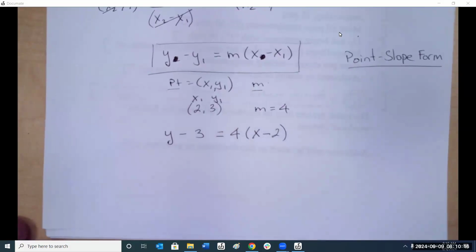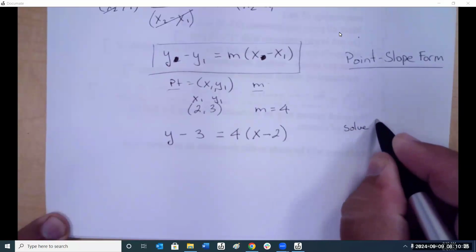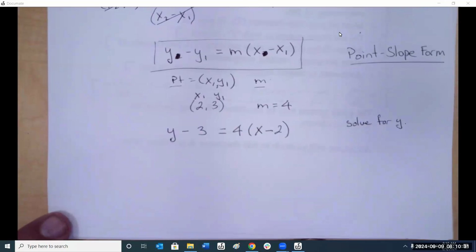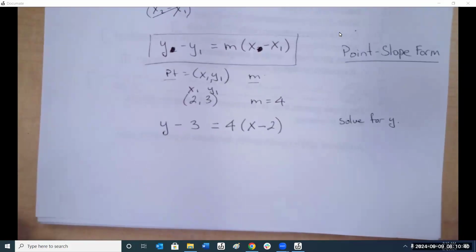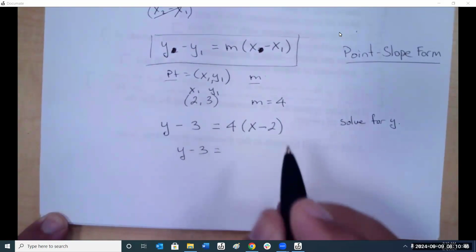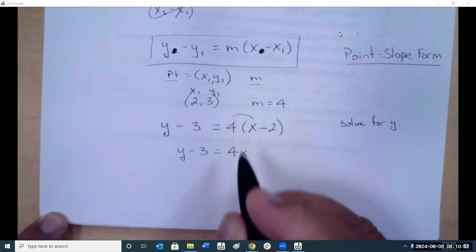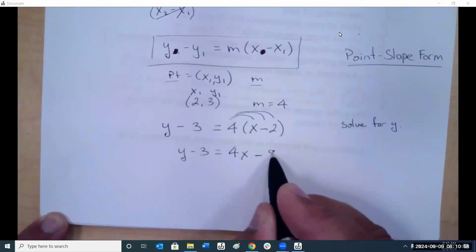So we're trying to get to the form y equals mx plus b. So what we have to do now is solve for y. When we solve for y, what do we have to do first? Get rid of the parentheses. We get rid of the parentheses by distributivity. We have y minus 3. Positive times positive is positive. 4 times x is 4x. Positive times negative is negative. 4 times 2 is 8.